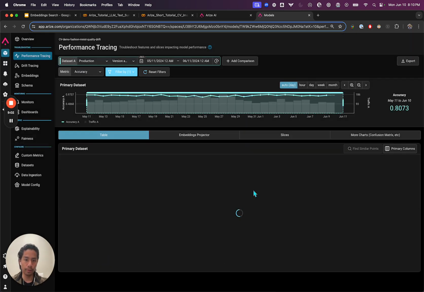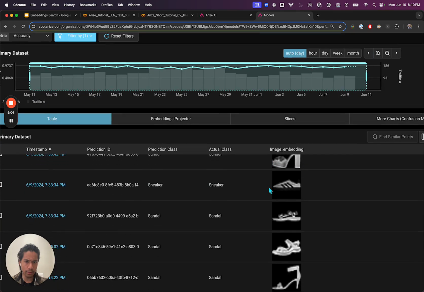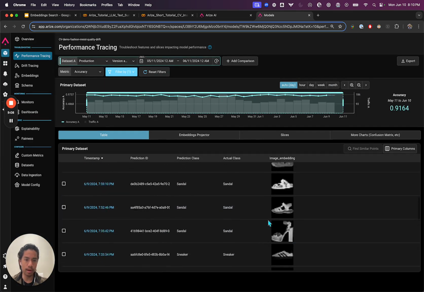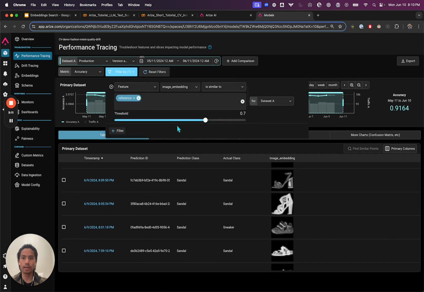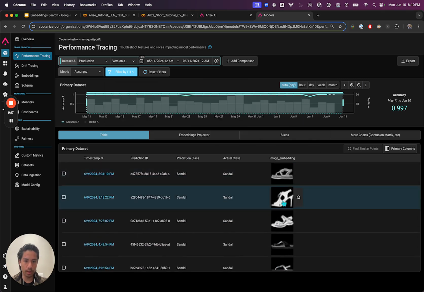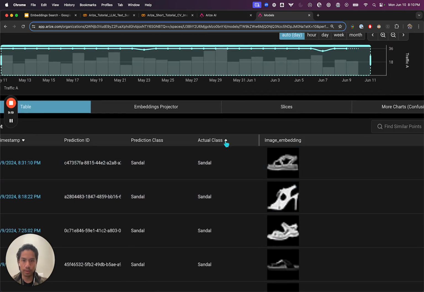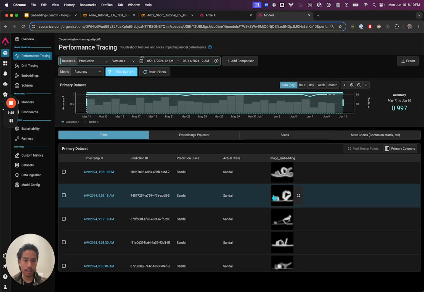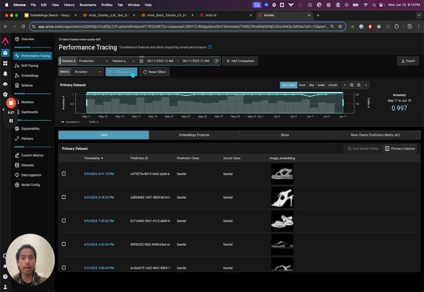So I might apply a filter, and right off the bat, we see it's not perfect. We see some high heels in here, so maybe I go in and tighten this up again. What I might want to see is, okay, do all these look like sandals? Maybe we have an issue here. Well, this one's actually messed up. The actual class says sandal, but interesting catch. Anyways, these look like sandals for the most part.